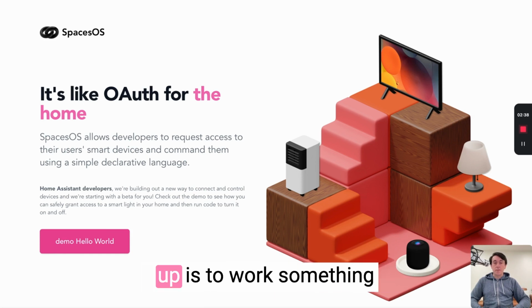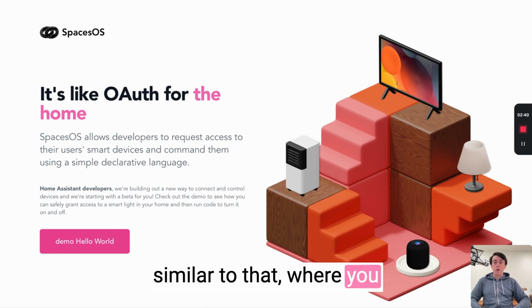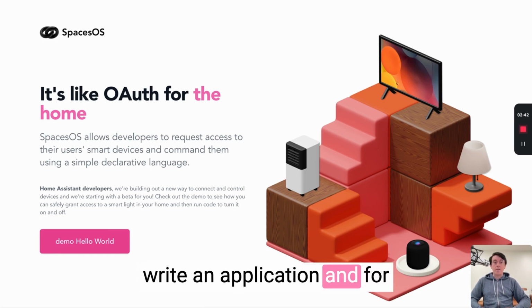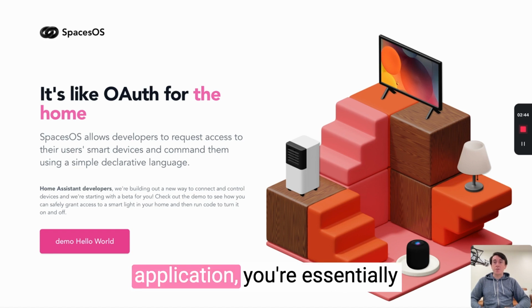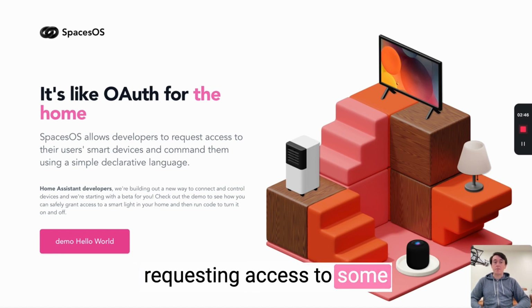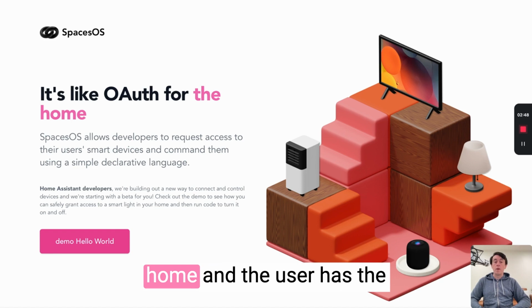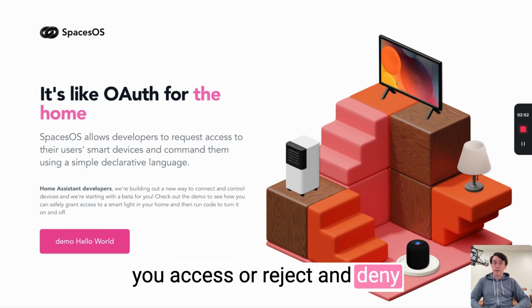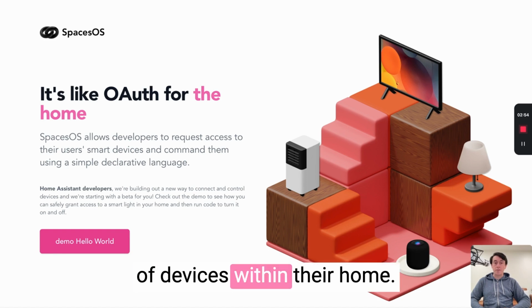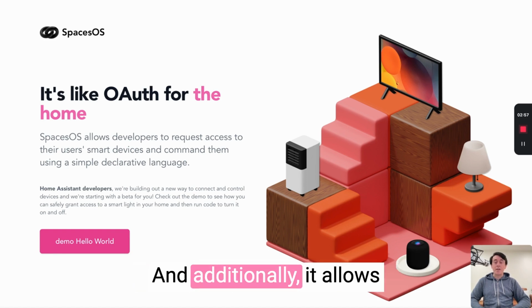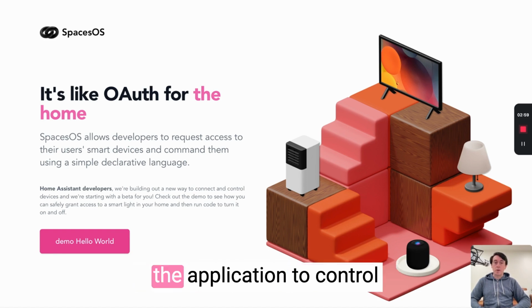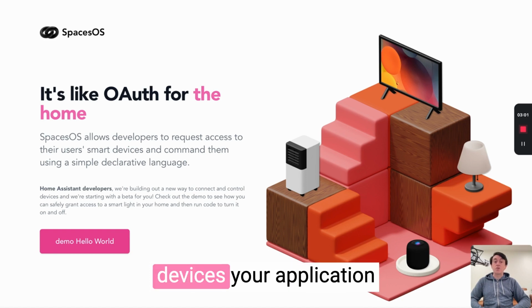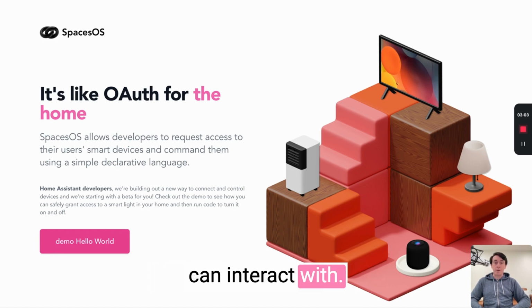The way that we've set this up is to work something similar to that, where you write an application, and for each user that installs your application, you're essentially requesting access to some subset of the devices in their home. And the user has the ability to accept and grant you access or reject and deny you access to any number of devices within their home. Additionally, it allows the user who's installing the application to control specifically which devices your application can interact with.